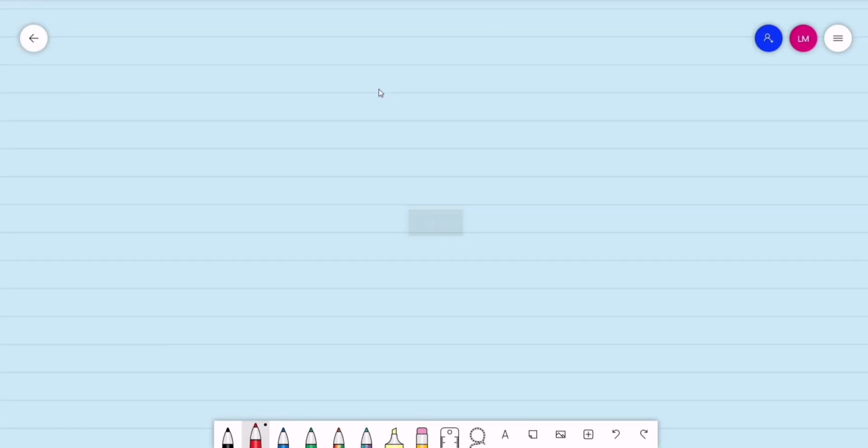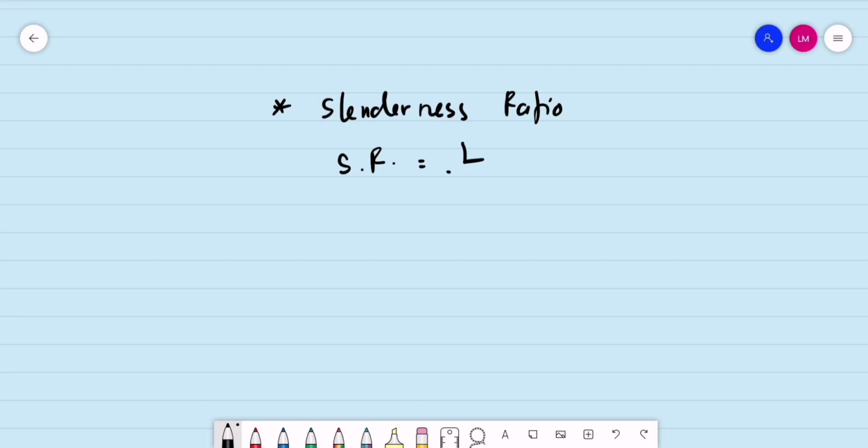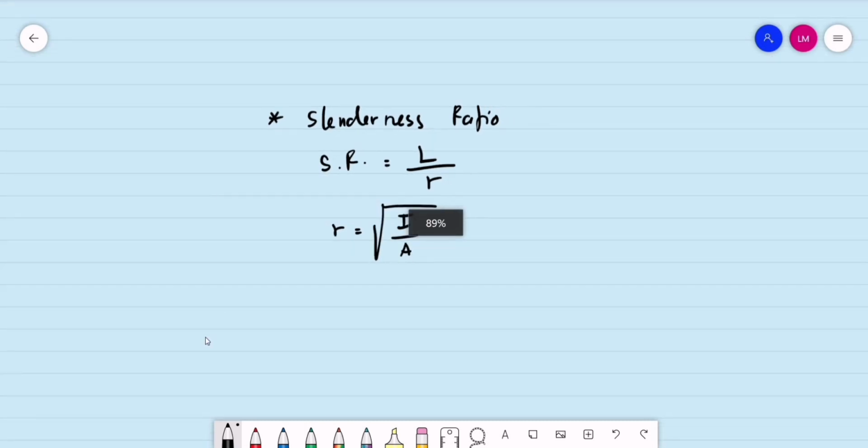So how do we do that? How do we consider its stability? We are considering, class, this should be the next consideration, the slenderness ratio. The slenderness ratio is equal to the effective length or the unsupported length divided by the radius of gyration. Specifically, the radius of gyration is the square root of the moment of inertia divided by the area, or the gross sectional area of a section.